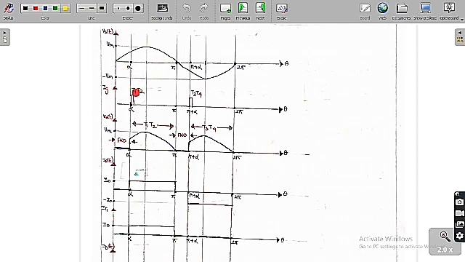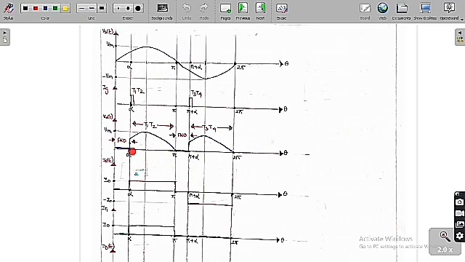So now we are going to trigger the T1 and T2 at alpha, whereas triggering the T3 and T4 at pi plus alpha. So triggering T1 and T2 at alpha and triggering T3 and T4 at pi plus alpha. So this is the gate pulse current we are going to give for T1, T2, and this is for T3 and T4. So now here at alpha we are going to trigger the T1, T2. See, at alpha we have triggered the T1, T2. Then what is going to happen basically?